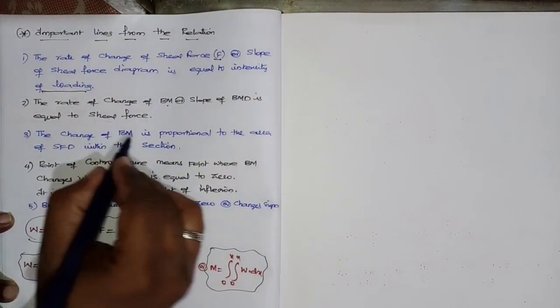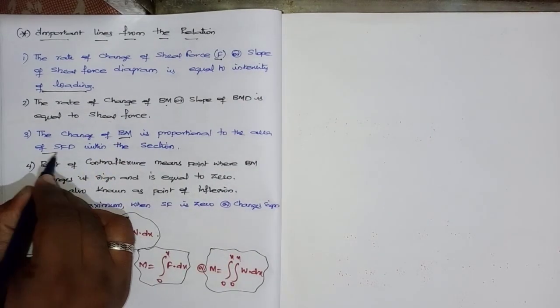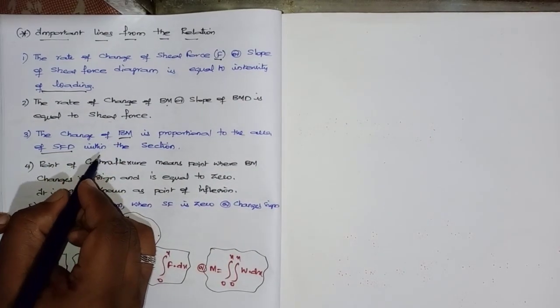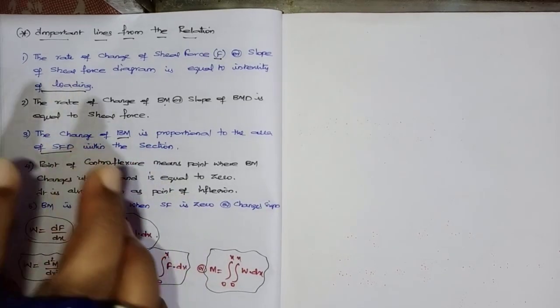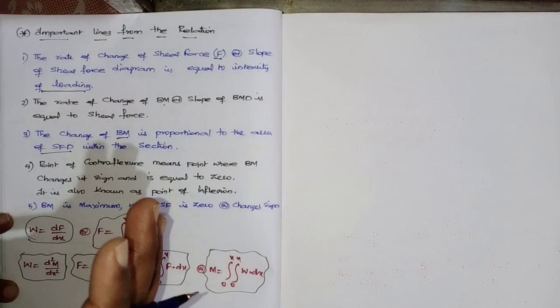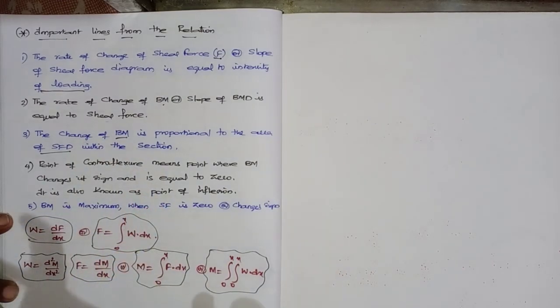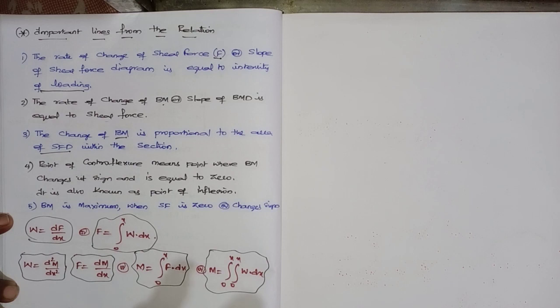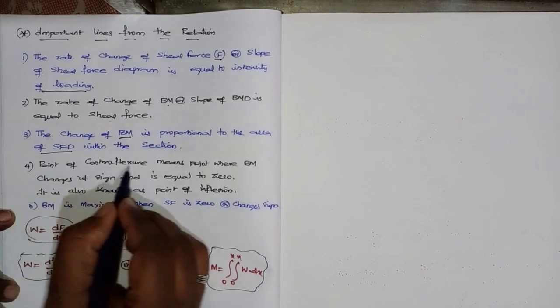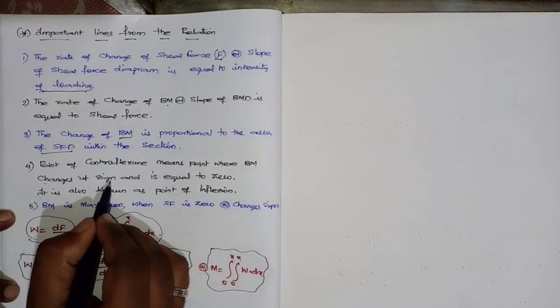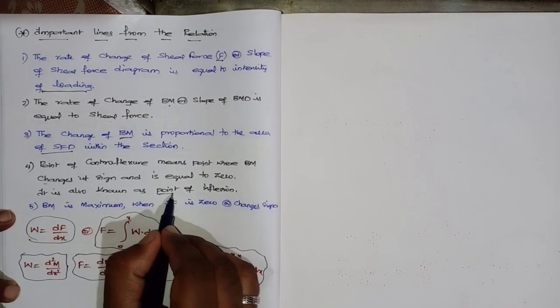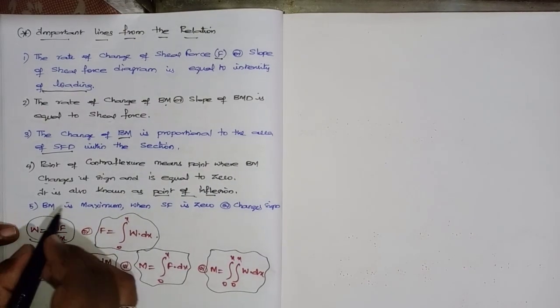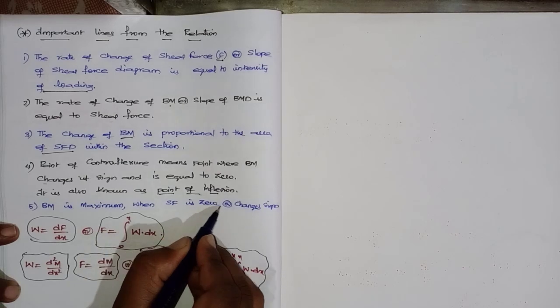Okay. The change of bending moment is proportional to the area of the shear force diagram within the section. Means as the shear force changes its sign convention, the bending moment also changes its sign convention. Shear force is maximum at the supports, where bending moment will be 0, and when shear force is 0, bending moment will be maximum. Next, point of contraflexion means the point where bending moment changes its sign and equals 0. It is also known as the point of inflection. Now bending moment is maximum when shear force is 0 or changes its sign.